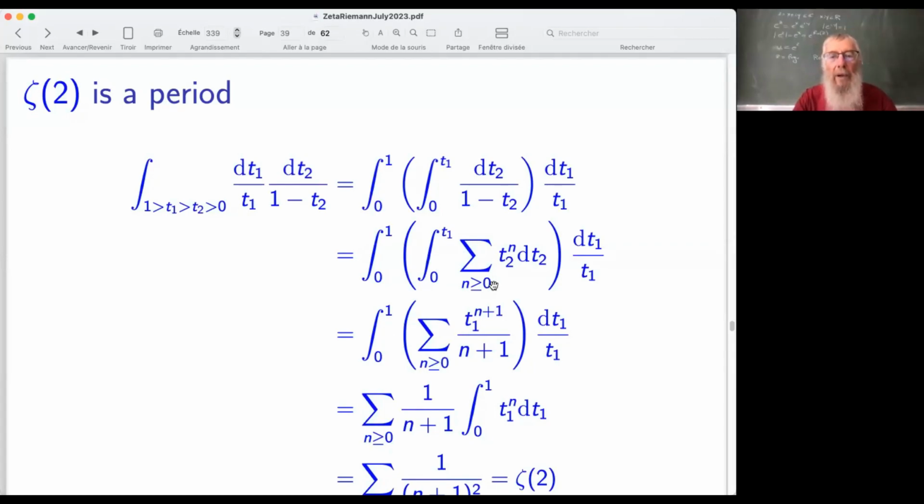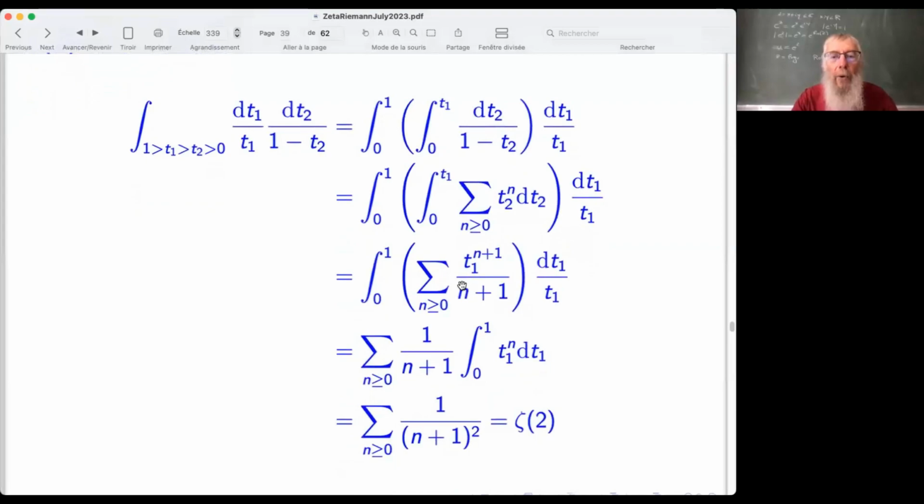check that we can integrate, permute this sum and this integral. And so we have the sum for n greater than or equal to 0 of the integral of t2 to the n dt2, which is the same as t1, which was the upper limit here, t1 to the n plus 1 over n plus 1. Okay, so this is the computation for the integral for t2. And now, again, we check that we can permute the sum and this integral. So we have the sum of 1 over n plus 1 times the integral between 0 and 1. And what we have here is t1 to the n, because there is one t1 which cancels.